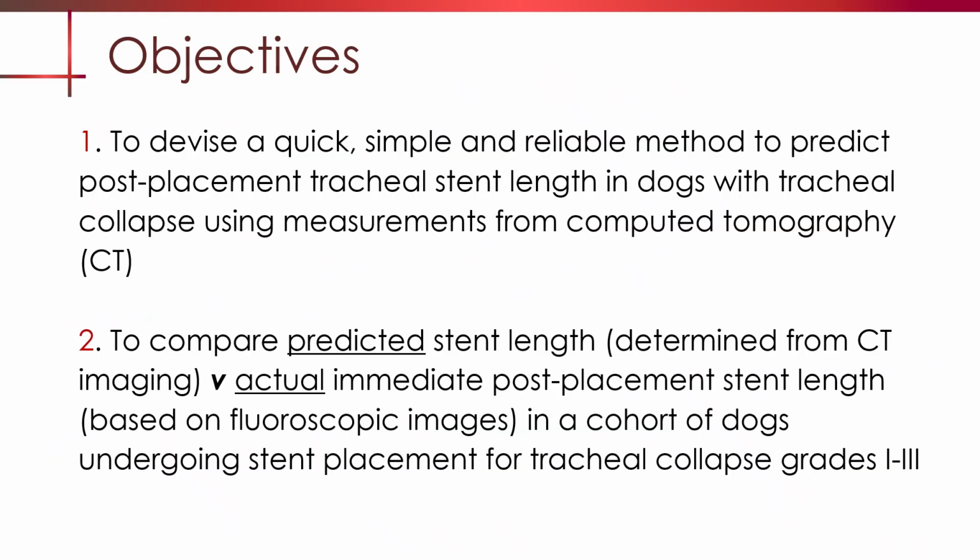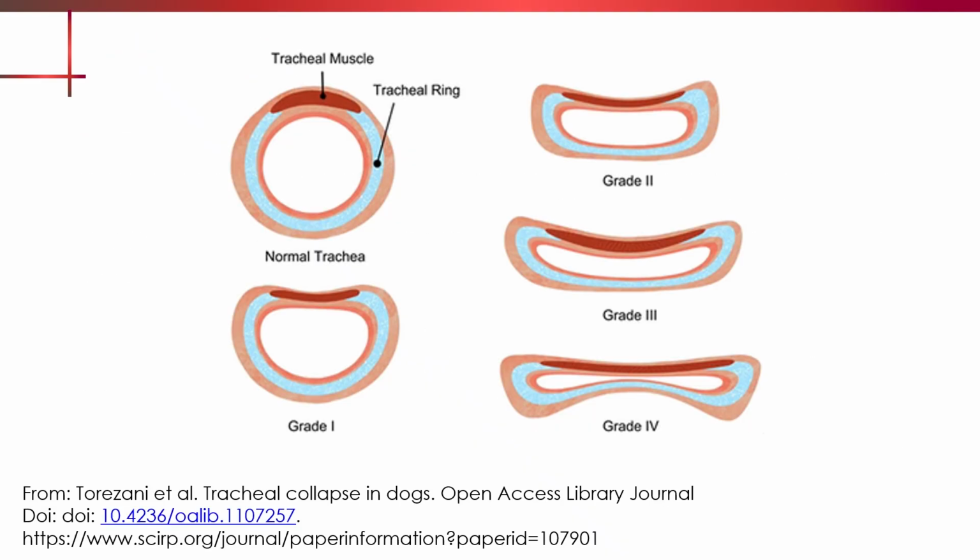Our objectives were 1. To devise a quick, simple and reliable method to predict post-placement stent length using measurements from computed tomography, and 2. To compare predicted stent length versus actual immediate post-placement stent length in a cohort of dogs undergoing stent placement for tracheal collapse grades 1, 2, and 3. We excluded dogs with grade 4 tracheal collapse, now often referred to as tracheal malformation, as those cases were unlikely to fit our model.